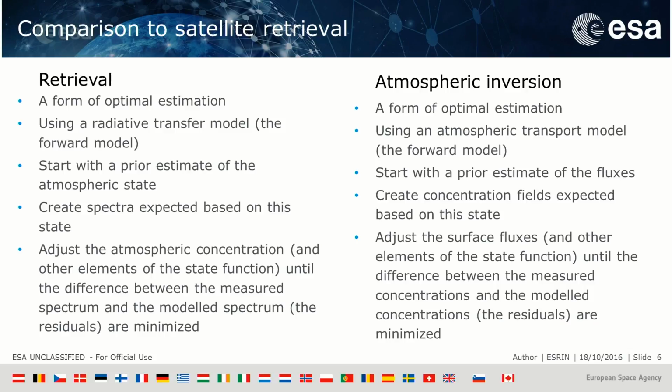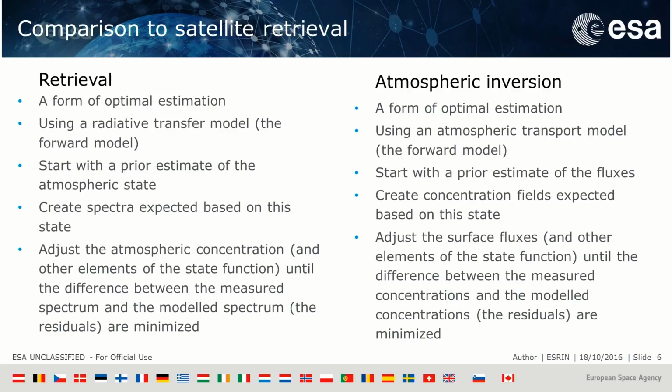And I mentioned this left side came up before, because I said it's a lot like satellite retrieval, because I know there are some people here who are working in satellite retrieval. And I said, basically, atmospheric inversion is the same mathematical problem, we just have different models. So they're both optimal estimation. And instead of using a radiative transfer model as your forward model, you have an atmospheric transport model. Your prior is not the state of the atmosphere, but rather the state of the fluxes.